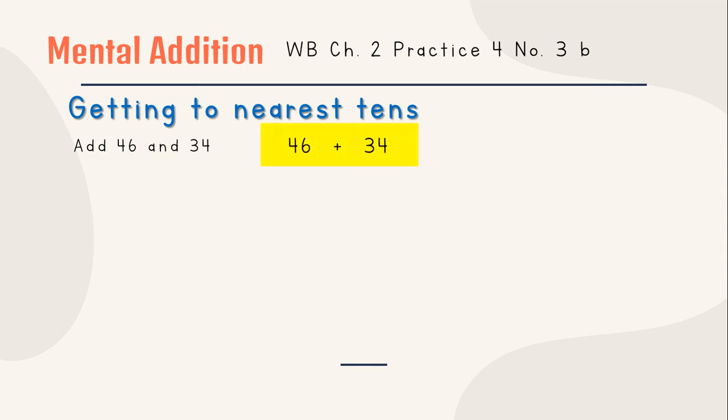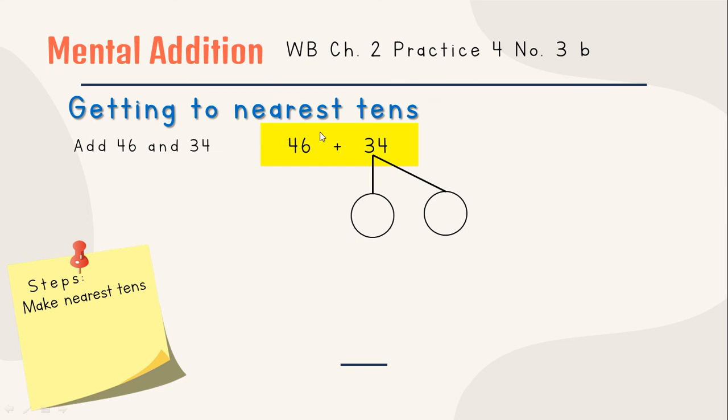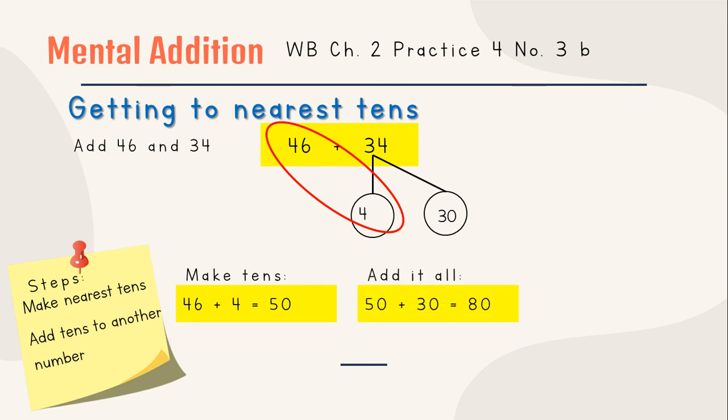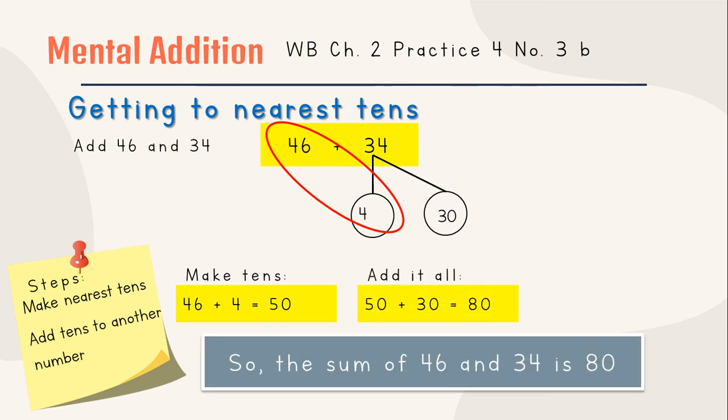Add 46 and 34. So this one will go to what? 50. How many more? 4, 30, 50. Make tens. 46 plus 4 equals 50. And then add tens to another number, 30. So 46 plus 34 is 80.